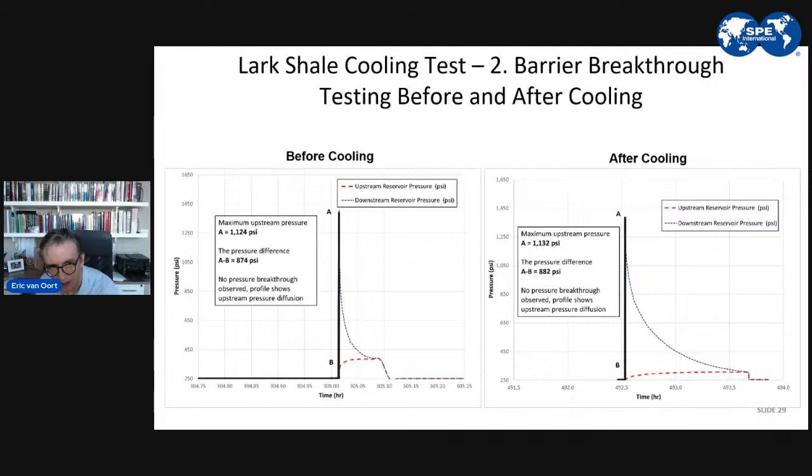We also did breakthrough tests. We did a breakthrough test without cooling and then with cooling. So before and after cooling, and the result is identical. The maximum upstream breakthrough pressure that we get in both cases was within the experimental error. So again, indicating that cooling appears to have no significant effect on the shale barrier.